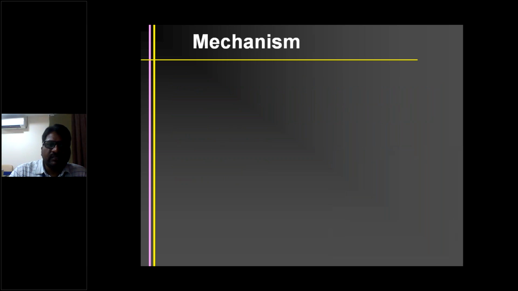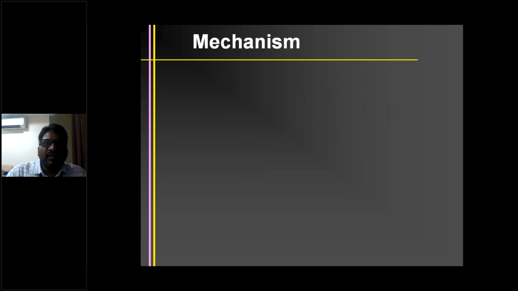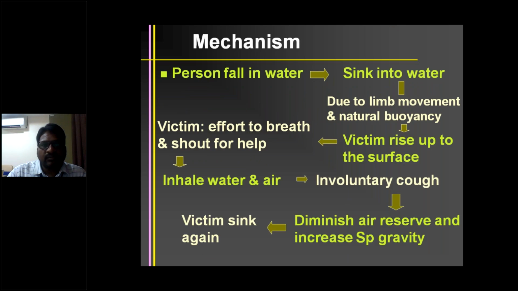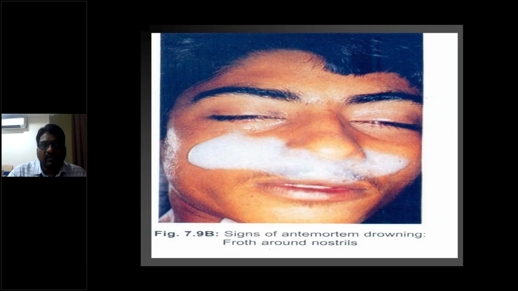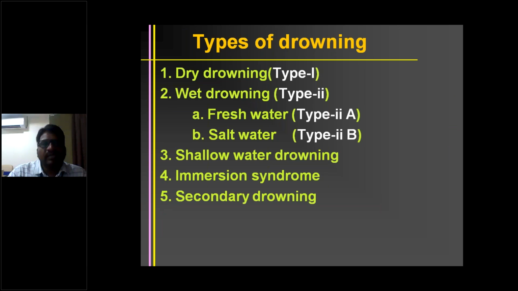So briefly, it is a form of asphyxial death where air entry into the lungs is prevented by water or other fluids due to submersion of the mouth and nostrils. Here, whole body submersion is not necessary to cause death in drowning. We discussed the mechanism and the types of drowning. The first type is dry drowning, type 1, and wet drowning is type 2.